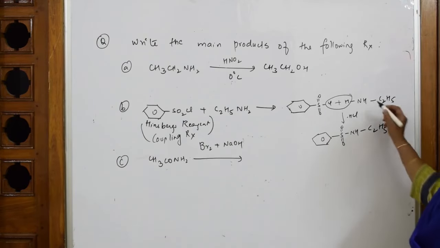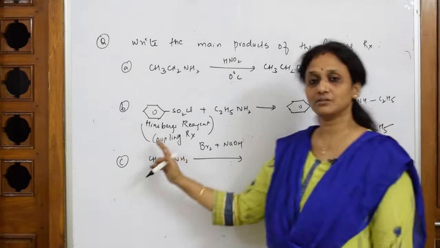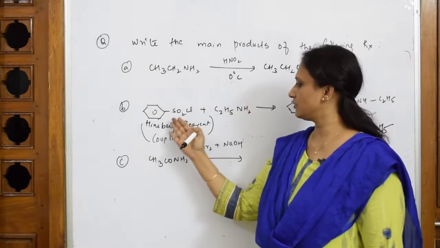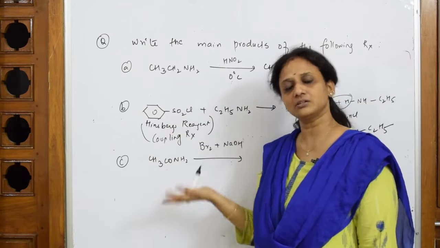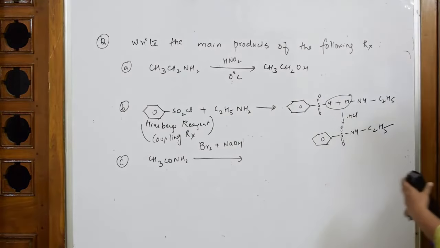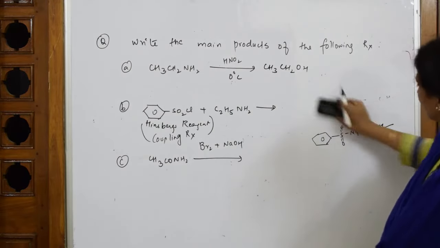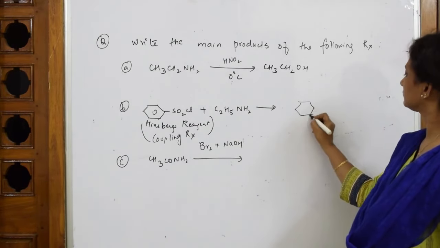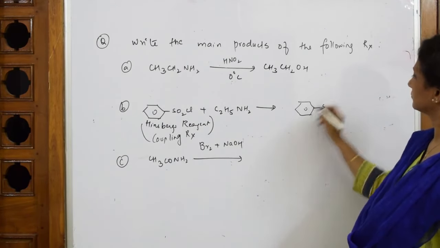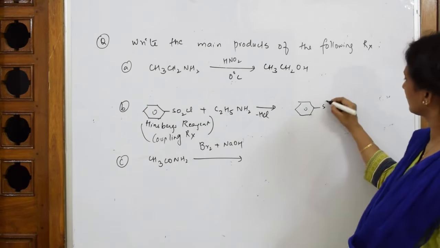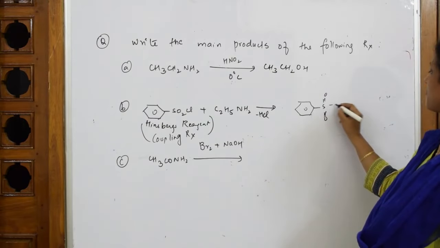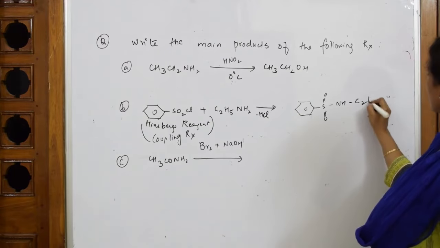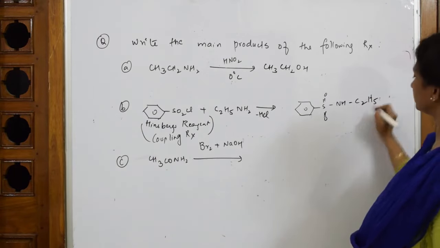So simple, isn't it? Whenever you see such, if you see aniline here or phenol here, you have to do coupling reaction. Let us erase everything and write the main product here. That's it. Simple, isn't it?